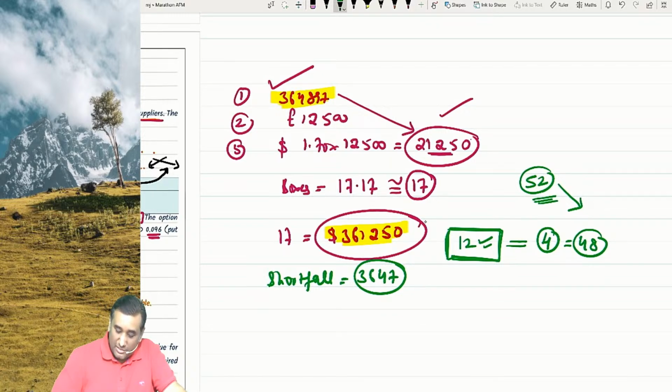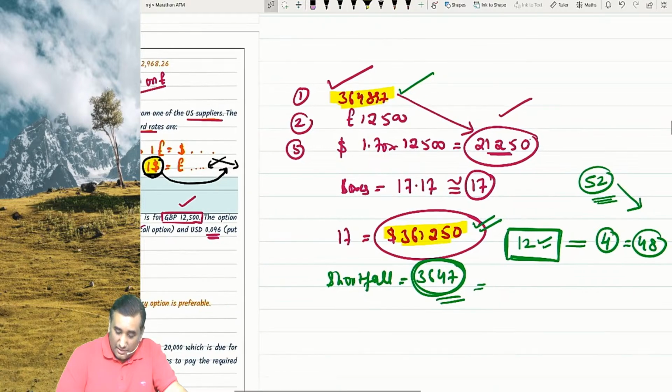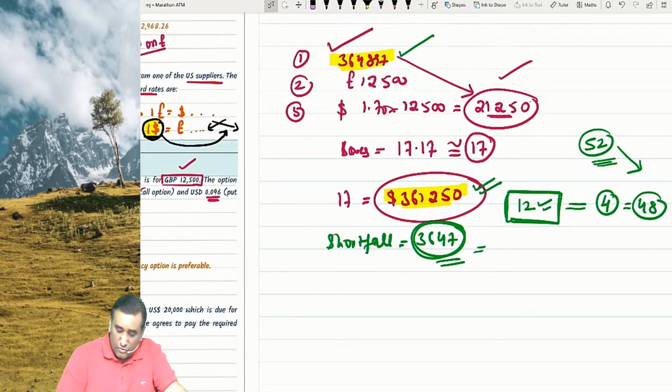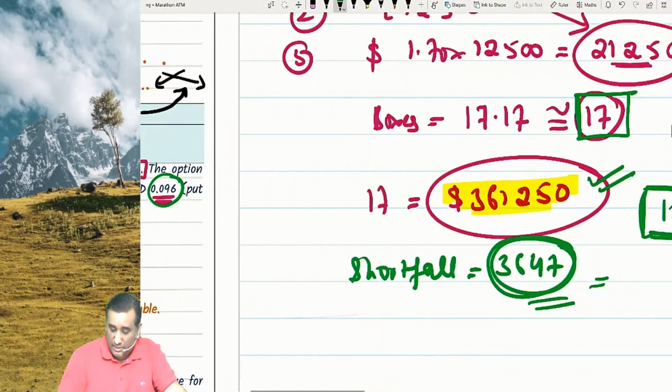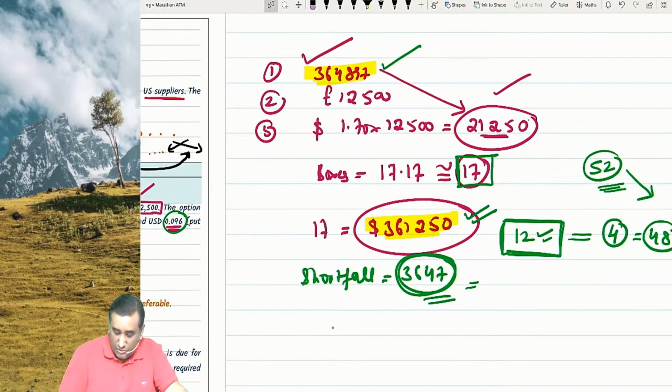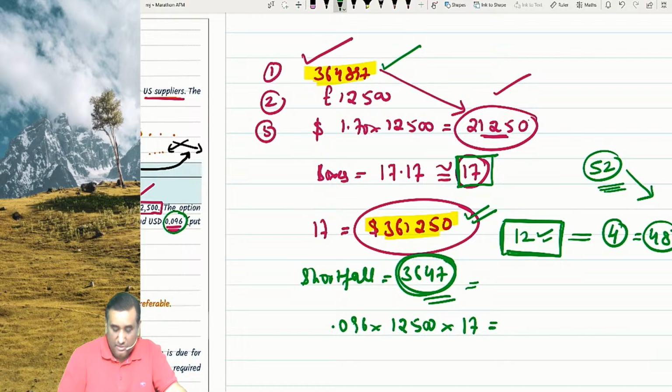Before you buy what? You required 364,897, and in the boxes will come 361,250. The 3,647 you will buy by forward contract. That means you will enter into a forward contract, buy the balance. And then how many contracts have you done the agreement for? 17. If you look at the put option, our premium was what? 0.096. That means I would have paid some premium also, 0.096 on £1 in one box. There were 12,500 times 17 boxes.